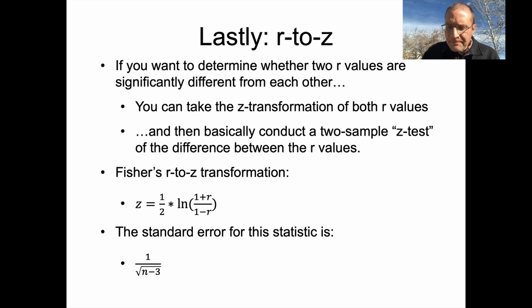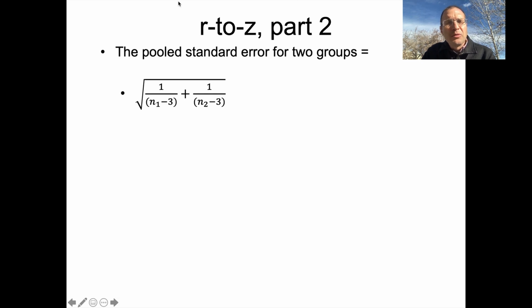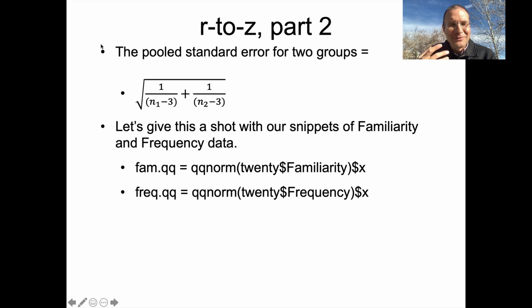But if you're trying to compare two different values of R against each other, then you have to pool the standard error. The way you do that is with an equation that looks like this, where you're basically adding 1 over n minus 3 for the two different groups within that square root function. Okay, so that's not super complicated, thankfully. And this is the only case I know of where we're subtracting 3 from n, and I don't know exactly why, but I'm not going to get into that now. We're just going to have to do the math without thinking about it too much.